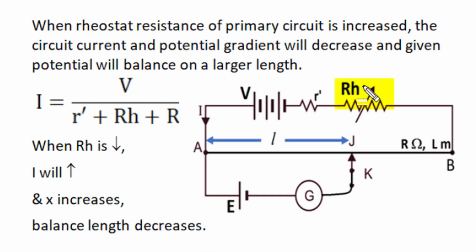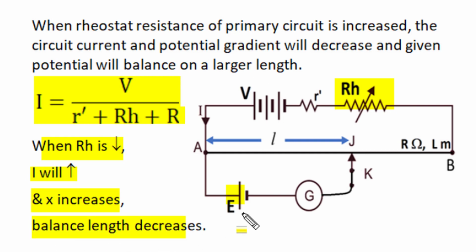When the rheostat resistance of the primary circuit is increased, it will increase the total resistance in the primary circuit, and that will reduce the current in the primary circuit, and reduced current will reduce the potential gradient in the wire length, and for the same measured voltage, the reduced potential gradient will increase the balance length. Similarly, when rheostat resistance is decreased, it will increase circuit current, and increased circuit current will increase the potential gradient in the AB wire length, and that reduces the balance length for a given voltage.